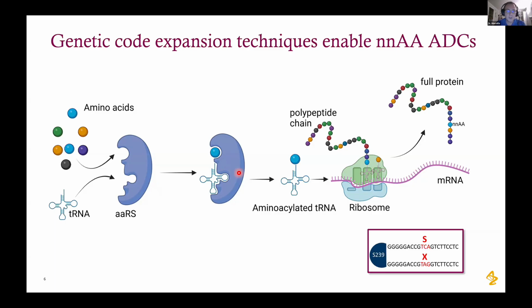So in order to encode a non-natural amino acid, what we've done is we've engineered cells that have a 21st aminoacyl tRNA synthetase with specificity for a non-natural amino acid and its cognate tRNA. And that tRNA is directed to amber codons that we can encode at any position on an mRNA and control precisely where that non-natural amino acid is placed.